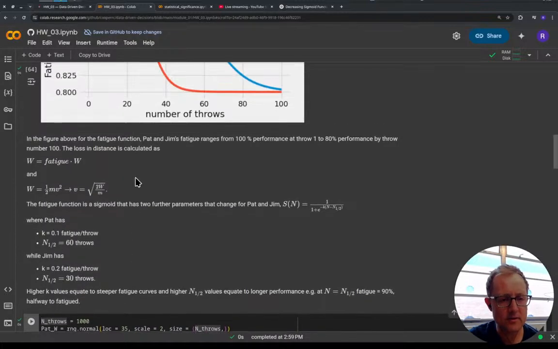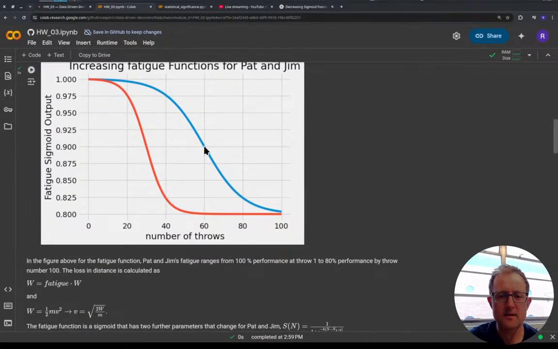So Pat decreases slower and hits the 50% further on. Jim decreases faster and hits that 50% sooner. And those are the two ways that I can vary that function.